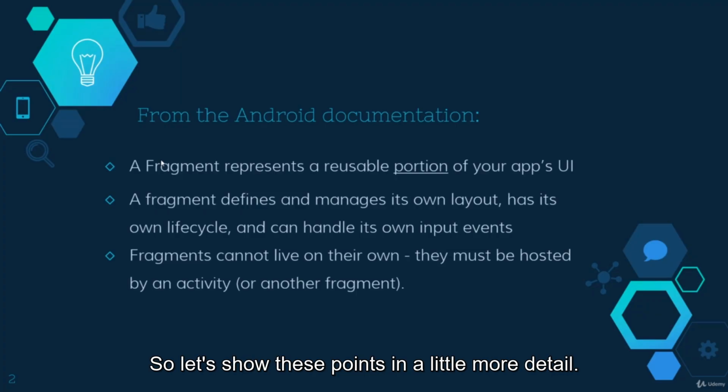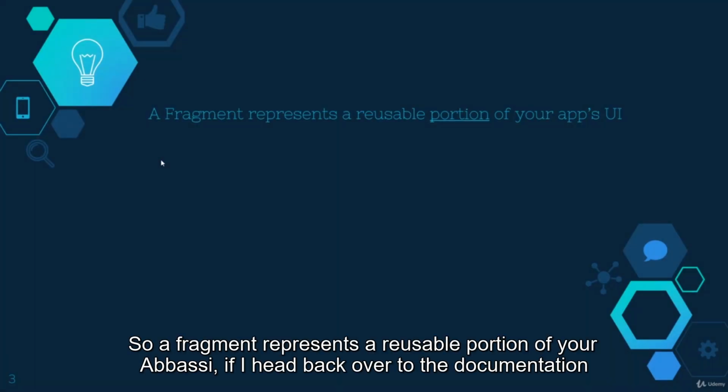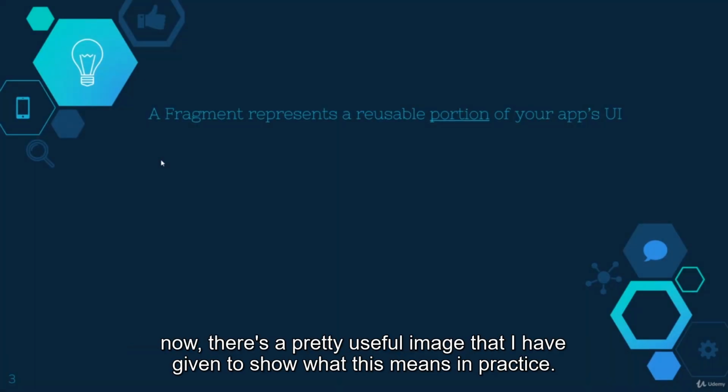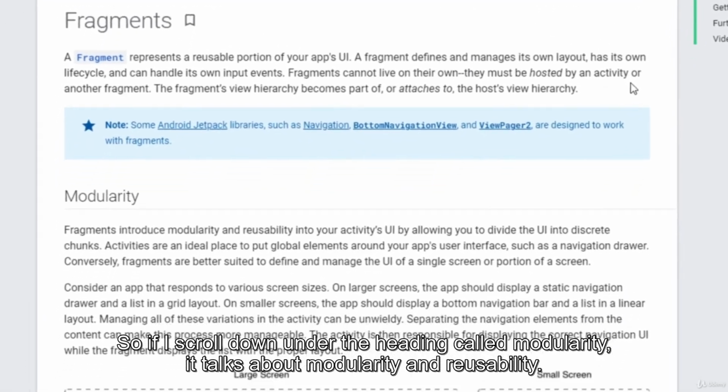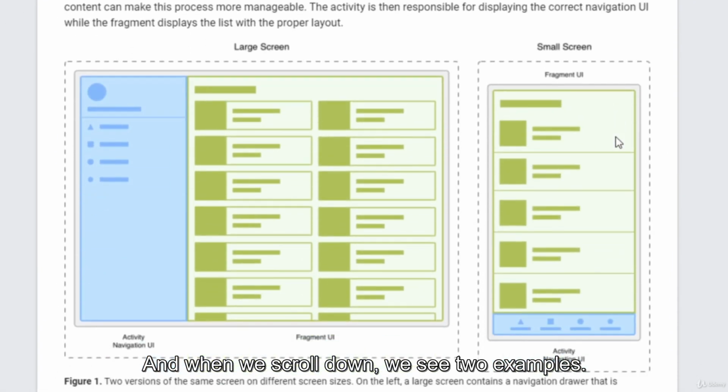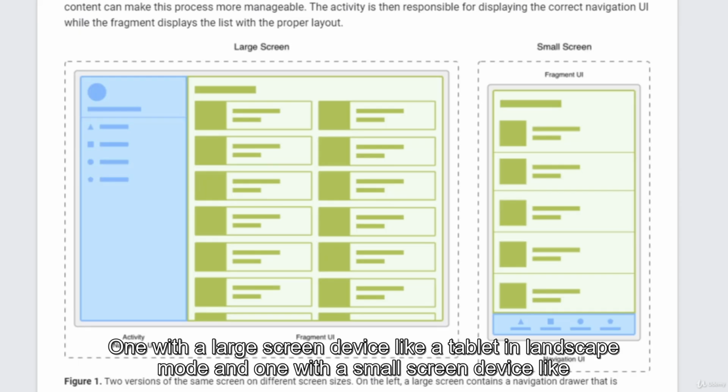So let's show these points in a little more detail. A fragment represents a reusable portion of your app's UI. If I head back over to the documentation now, there's a pretty useful image that Android has given to show what this means in practice. So if I scroll down under the heading called modularity, it talks about modularity and reusability. And when we scroll down, we see two examples: one with a large screen device like a tablet in landscape mode, and one with a small screen device like a typical phone.